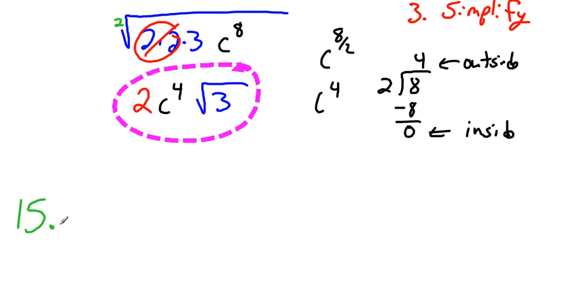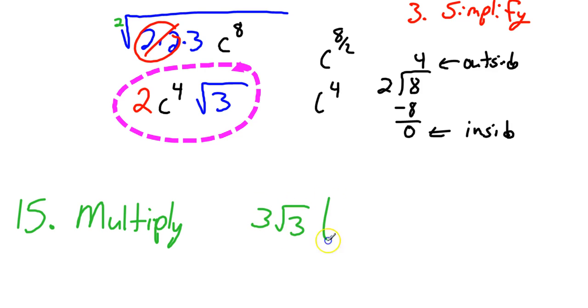Okay, 15, still multiplying. The one thing that's different about 15 is they actually tell you to multiply, they don't tell you just to simplify. And this one is going to be a little bit of distributive property. So we're going to have 3 square root of 3 times the square root of 14 plus the square root of 6.